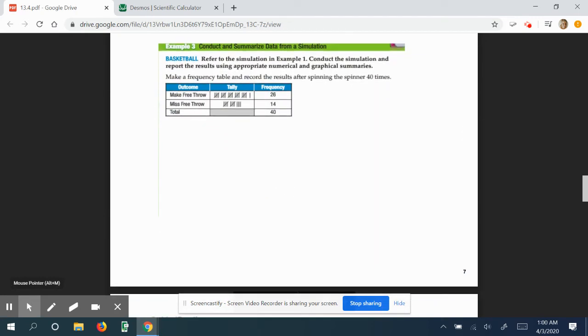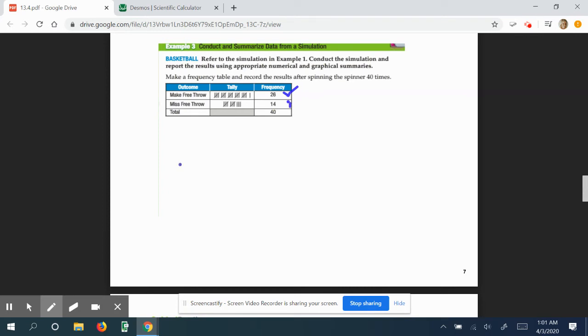Now, what we're going to do is we're going to actually collect and summarize some sort of data from a simulation. Now, it says, conduct the simulation and report the results using appropriate numerical and graphical summaries. Make a frequency table and record the results after spinning the spinner 40 times. So let's say we took that spinner we did in example 1 and we spun it around and we found that he made 26 and he missed 14.